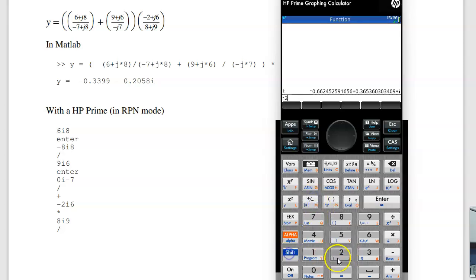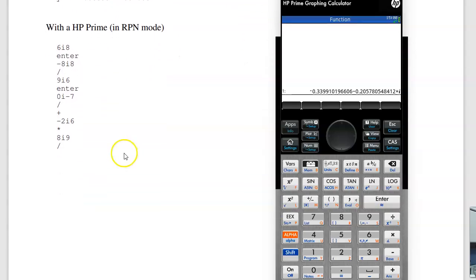Minus 2 plus j6, push that on the stack, 8 plus j9, take the ratio, take that ratio, multiply. And there's your answer. And pretty easy with an HP. Really tough with a Casio or TI calculator.